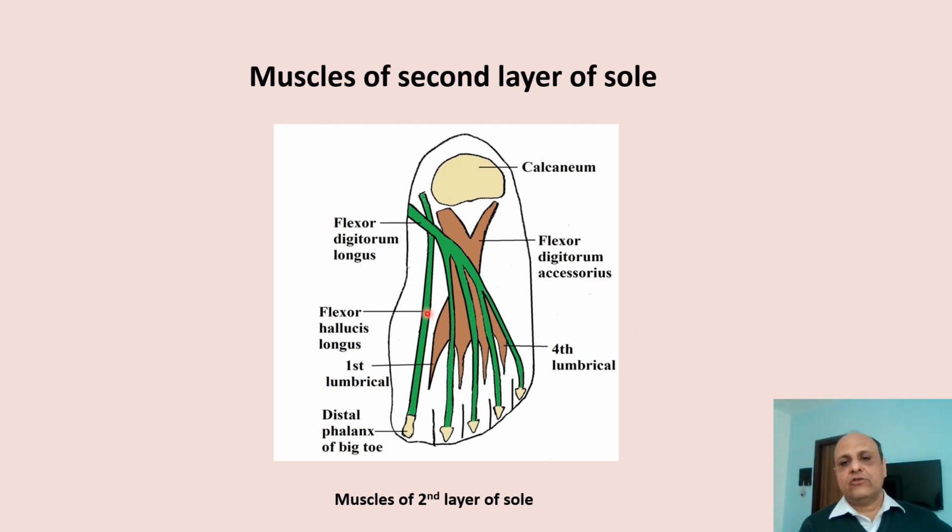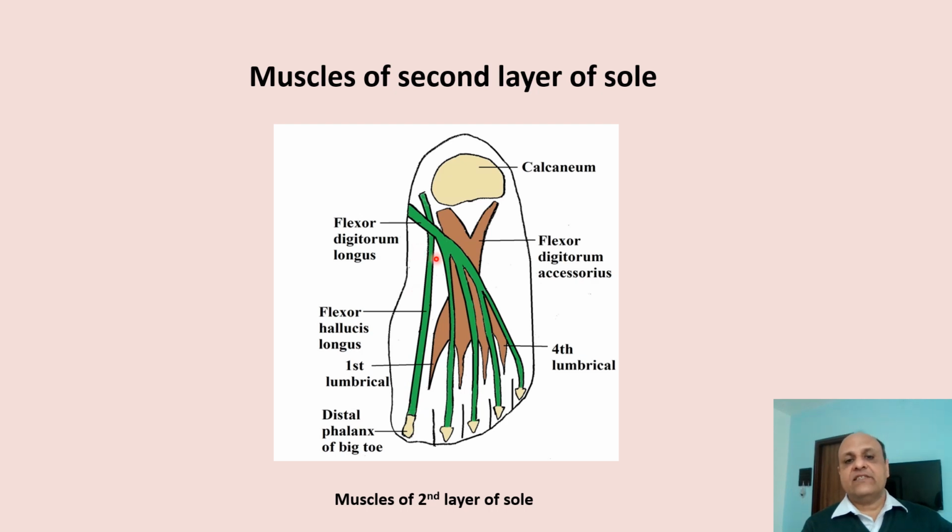So flexor hallucis longus arises from the posterior surface of the fibula, and it comes towards the medial side by crossing. This muscle gets inserted onto the plantar aspect of the distal phalanx of the big toe.